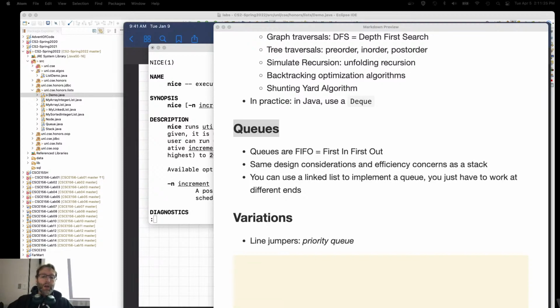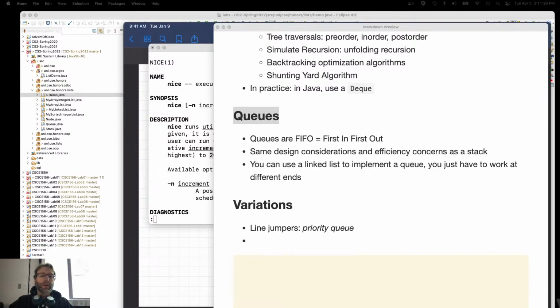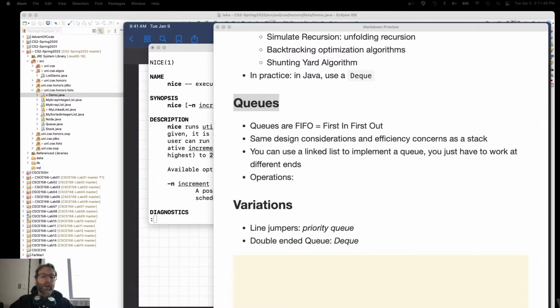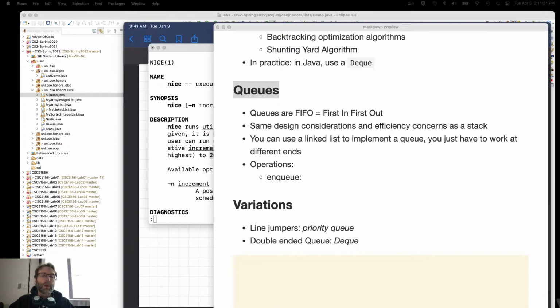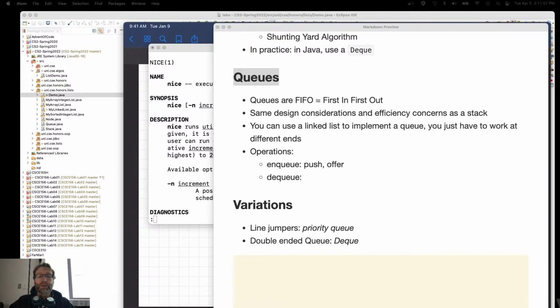Okay. You can also have something called a double-ended queue, or DEQUE. It is spelled that way, and it is pronounced "deck". So unlike a queue where you've got enqueue and dequeue, in fact, I should have written those operations. The operation is enqueue, sometimes called push, sometimes called offer, and dequeue, which is sometimes called pop, sometimes called pull. Some other languages might use different terms for this, but those are common.